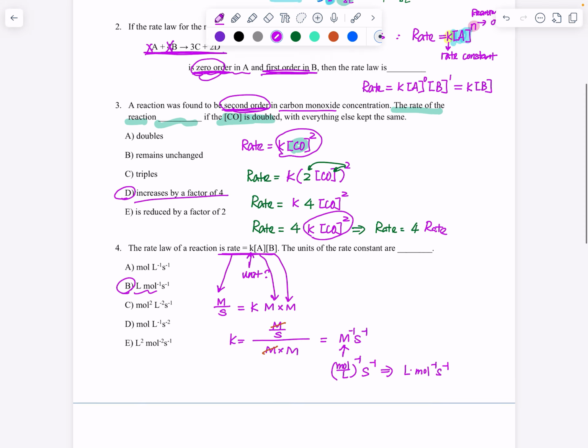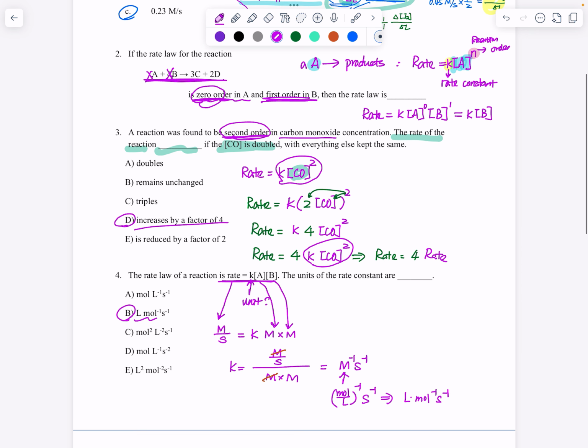These 3 questions are easy types of questions based on rate law, but they do require us to have the understanding. Once we understand, it's very easy, and hopefully this is helpful.